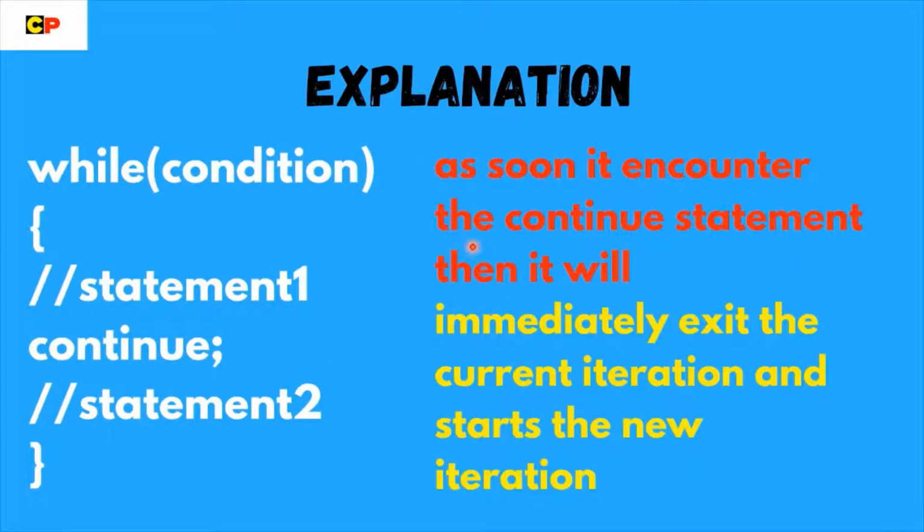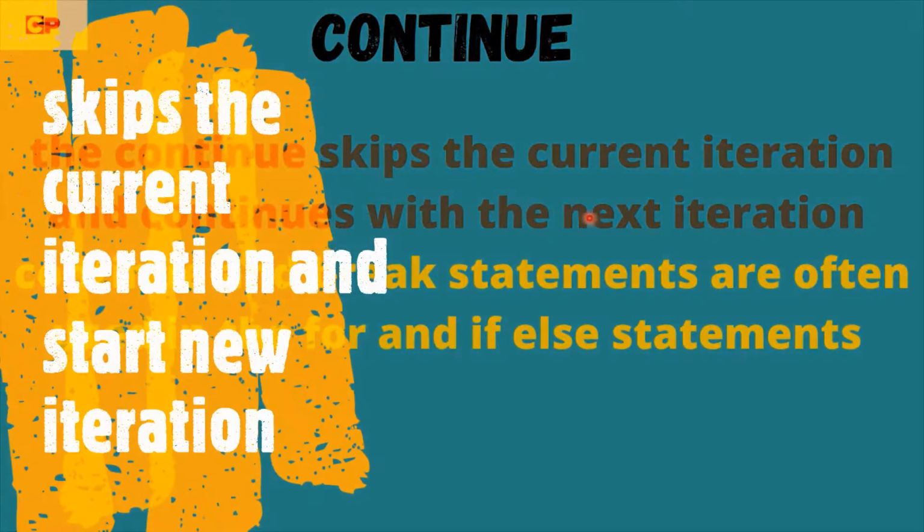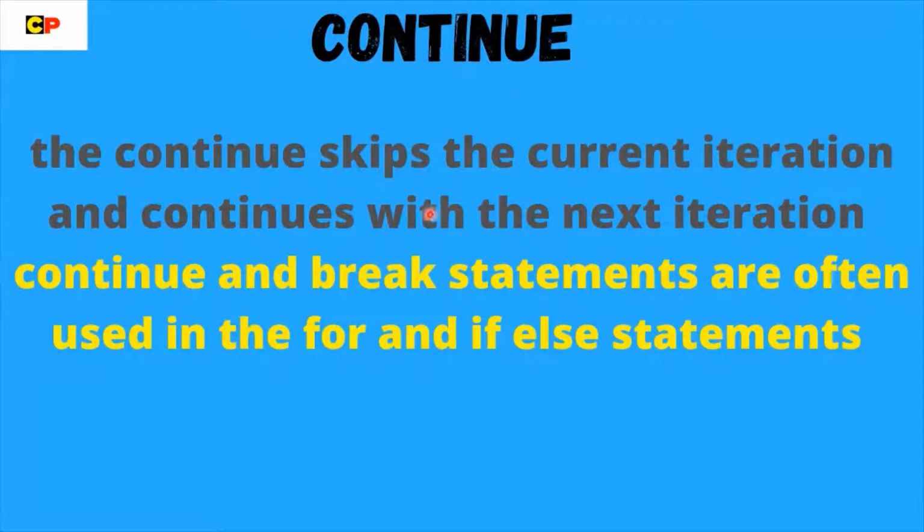So here's the explanation part of how to use the continue statement. What is the basic use of the continue statement? The continue statement skips the current iteration and continues with the next iteration. What does this mean? Suppose you have a for loop, and as you know, the for loop has some iterations. If you want to skip a particular iteration, then you can skip it with the continue statement.